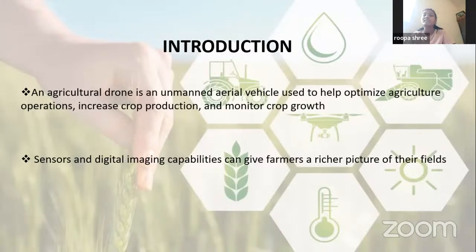So, what is an agricultural drone? An agricultural drone is an unmanned aerial vehicle used to help optimize agricultural operations. It will also increase crop production and monitor crop growth. Some sensors are used in this drone, and the digital imaging capabilities used in this drone can give the farmers a richer picture of their fields.